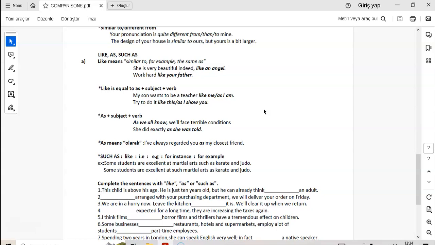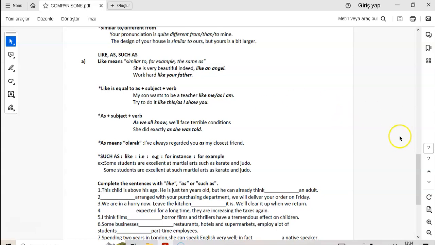And so, if there's a subject-verb combination, we use as. And also as means olarak. For example, like means gibi, but as means olarak. I always regard you as my closest friend. And so this is my idea. I regard you, I think, I accept you as my closest friend, but it's up to you. And so as means olarak.